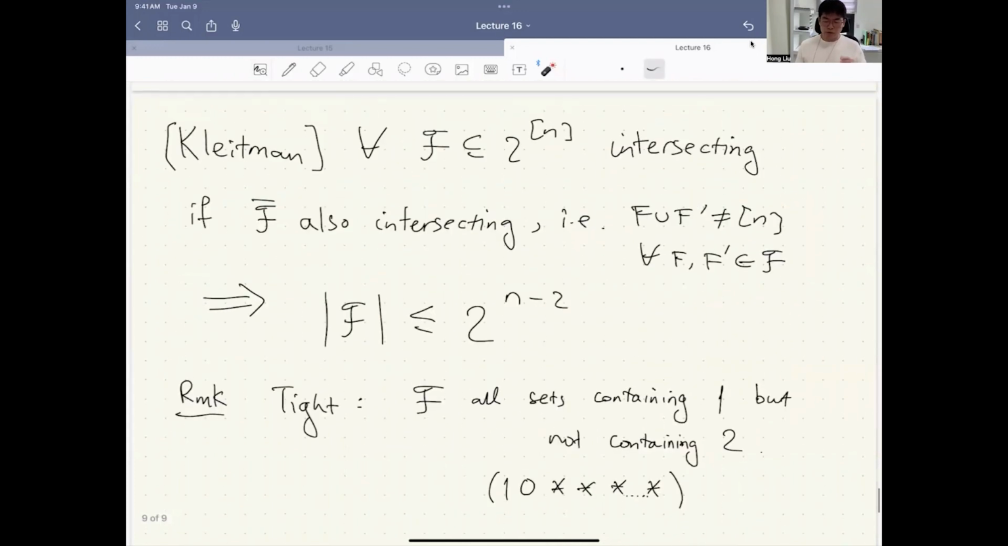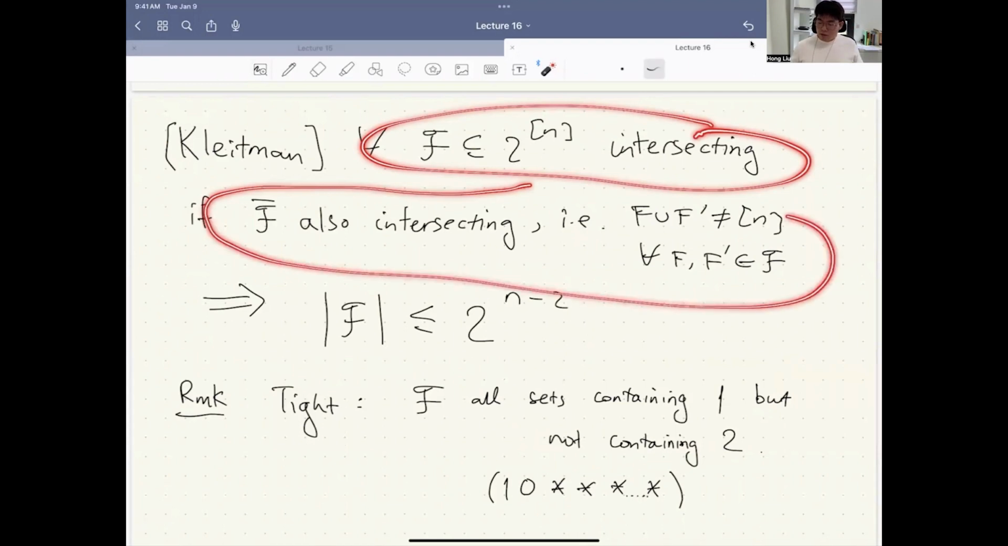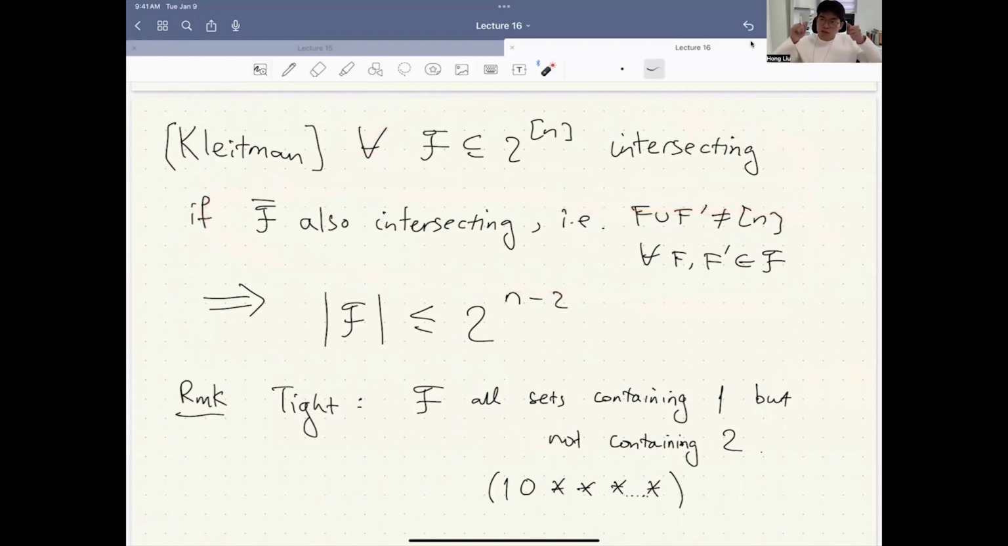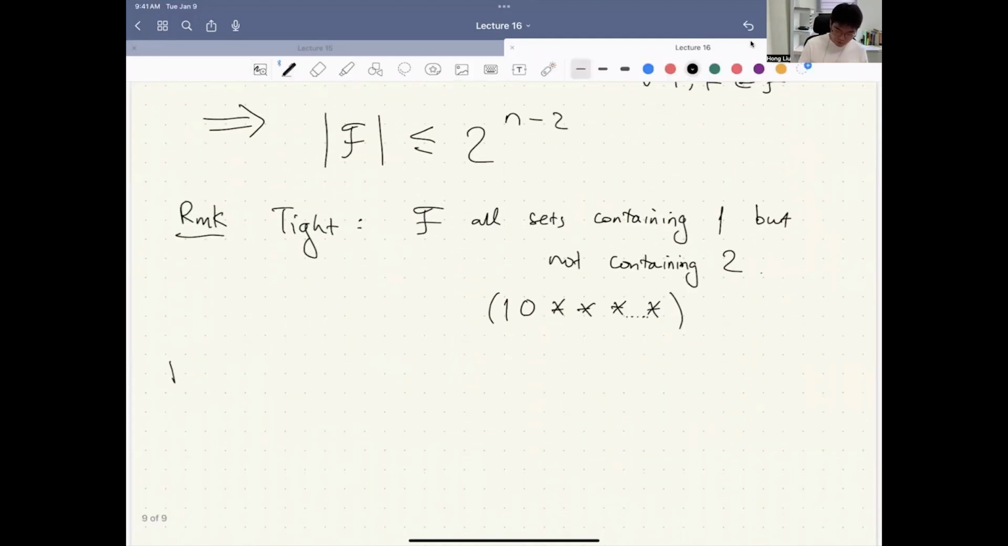How do we prove this? Harris-Kleitman. So we have to somehow write this as a property. Write this complementary family being intersecting as another property, and look at the correlation between these two properties and use the correlation inequality. Proof.